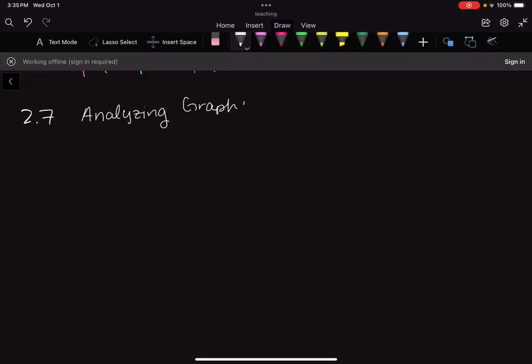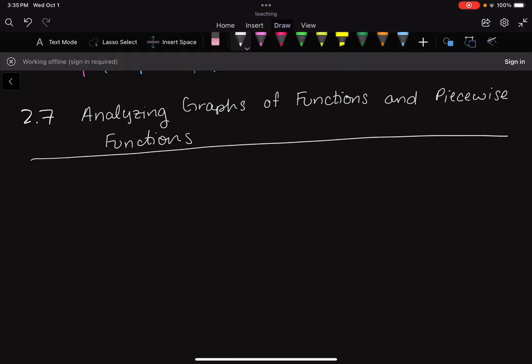graphs of functions, and we're going to do some piecewise functions. And I'll explain what that means when I get there. Now, what's interesting, I sometimes don't like these titles because it says graphs of functions. However, we do some stuff in here that are not necessarily functions, but they are relations. But the first thing we're going to talk about is symmetry.